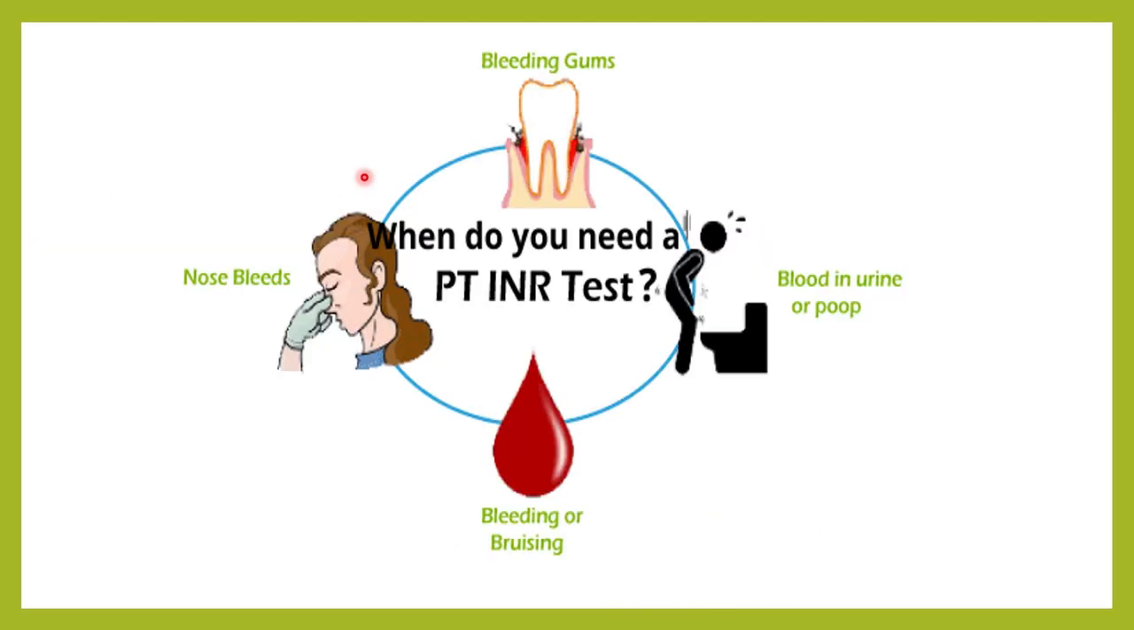So the PT-INR test is the test which measures the time taken for your blood to clot. In certain conditions, whenever there is a problem with the clotting mechanism, the PT, the prothrombin time, might be increased. And if the doctor sees symptoms of unusual bleeding, like nosebleeds, gum bleeds, blood in his urine, bleeding or bruising, the doctor orders this test, that is your prothrombin time.